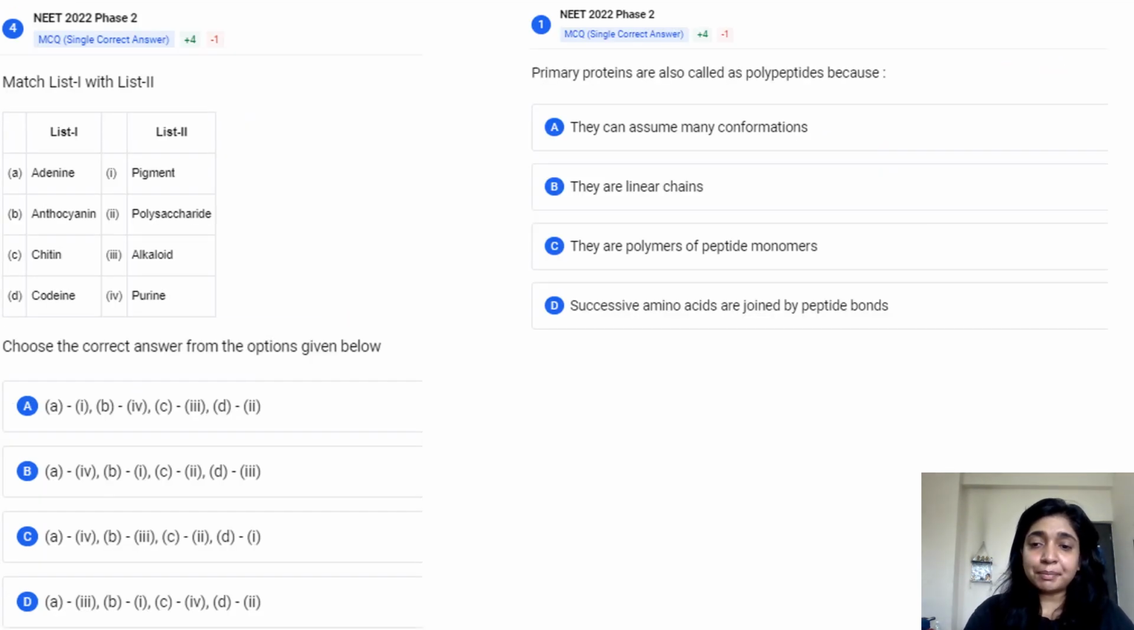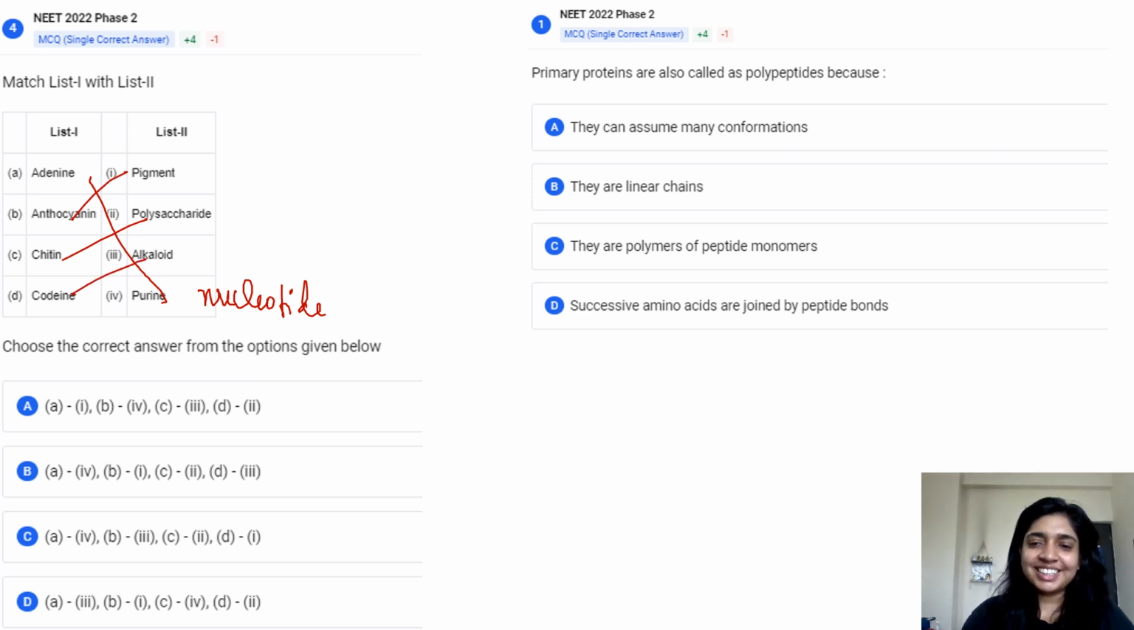Okay, so here we have to match. Adenine, as you know, is a purine, which is a nucleotide. Then anthocyanin, chitin is a polysaccharide. We have studied anthocyanin is a pigment, codeine is an alkaloid.